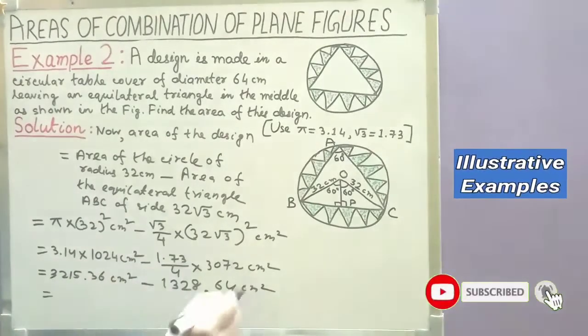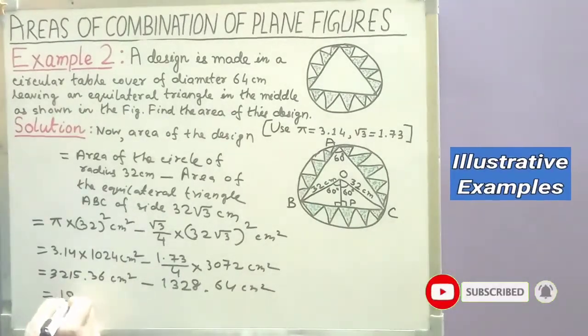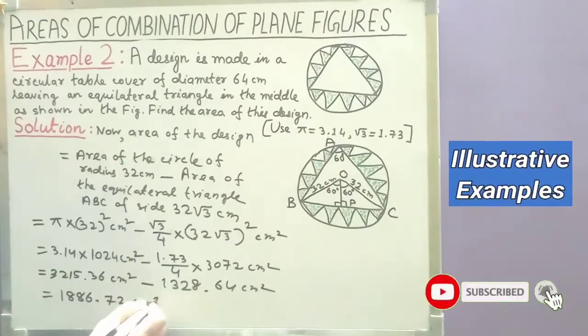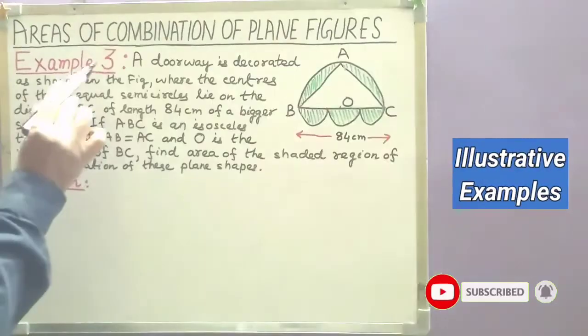On simplifying, we get 1886.72 centimeter square. That's your answer.